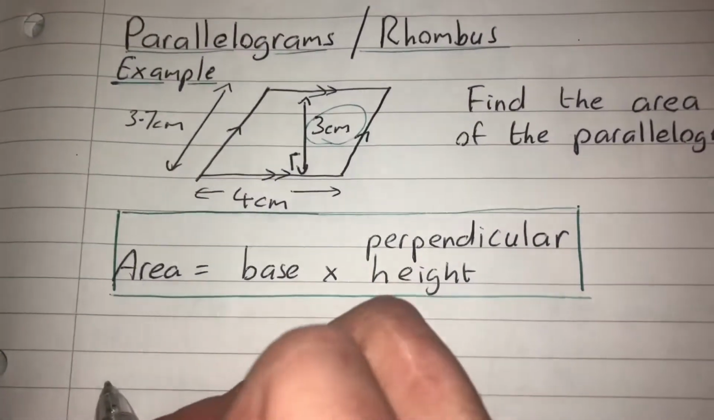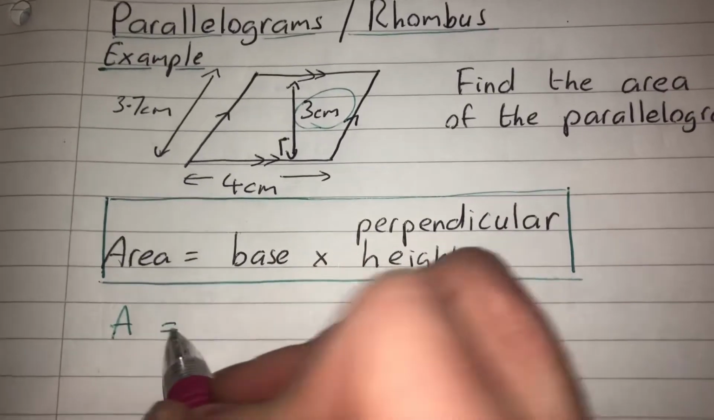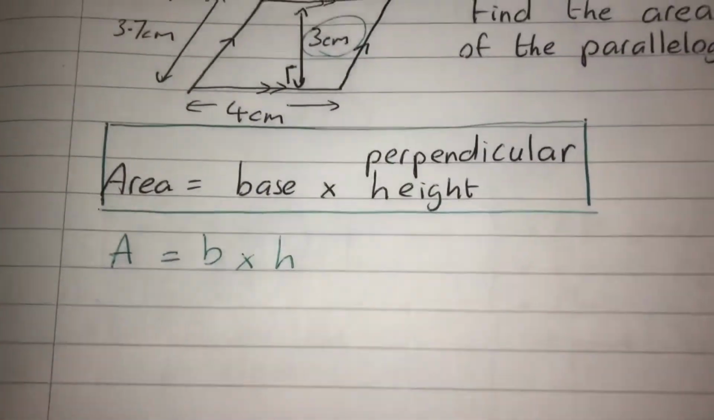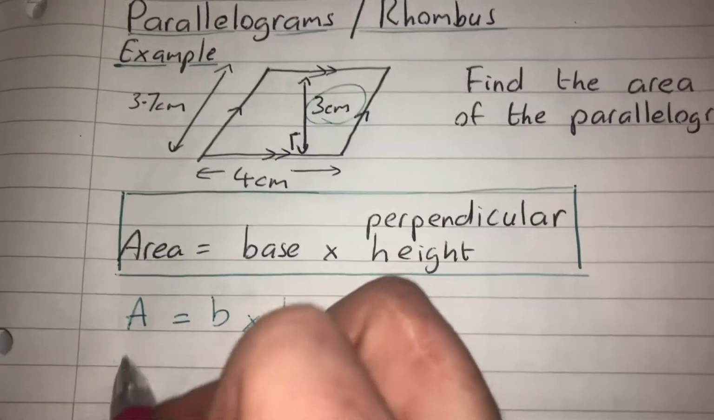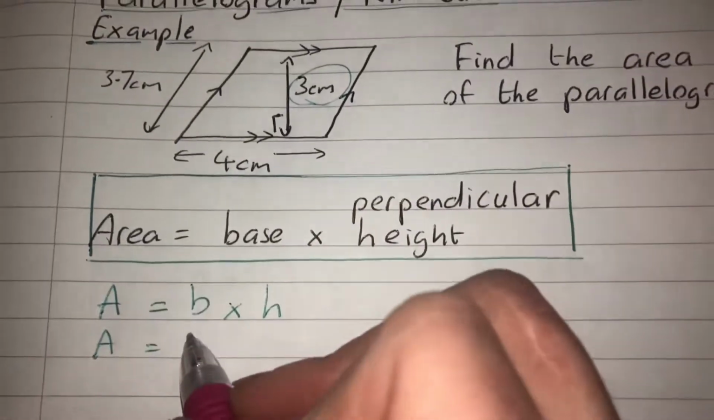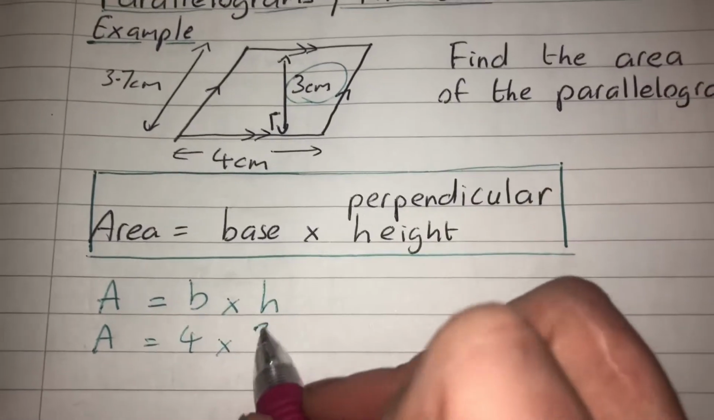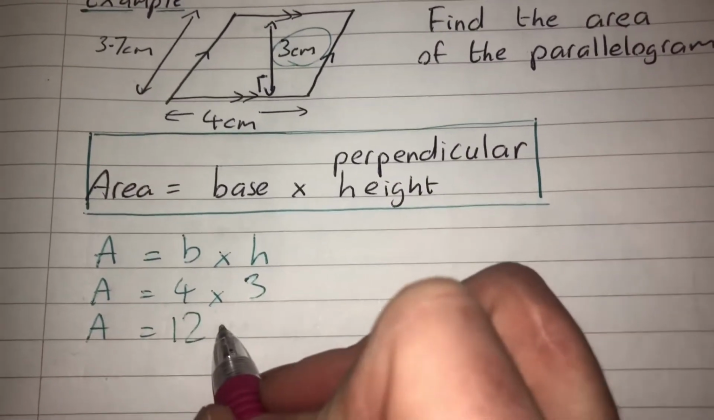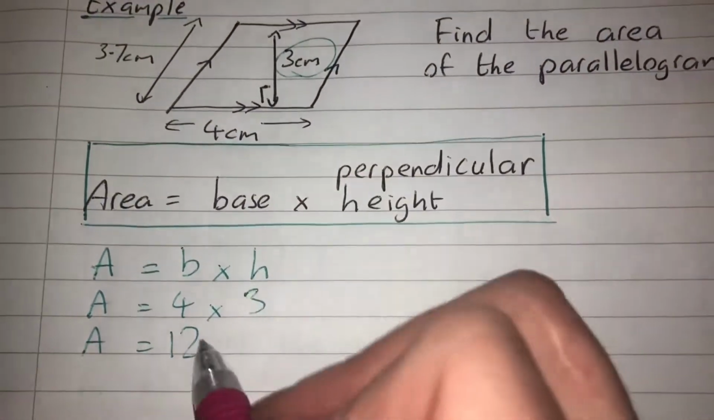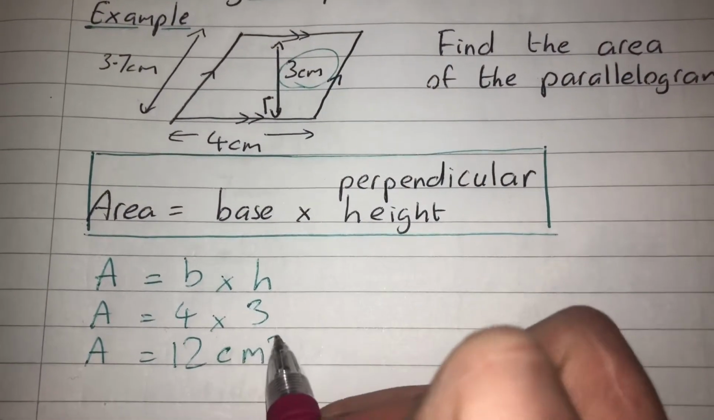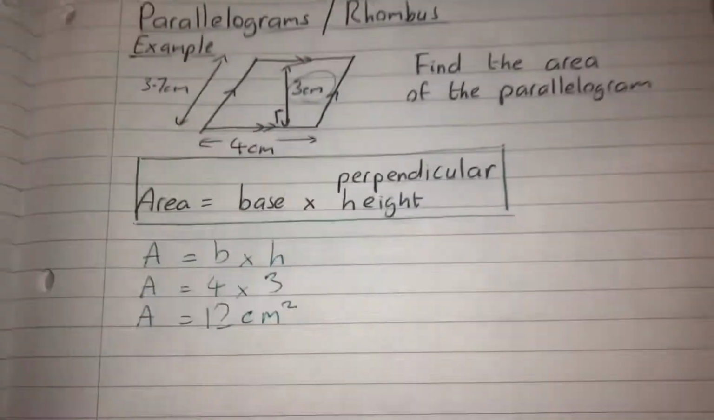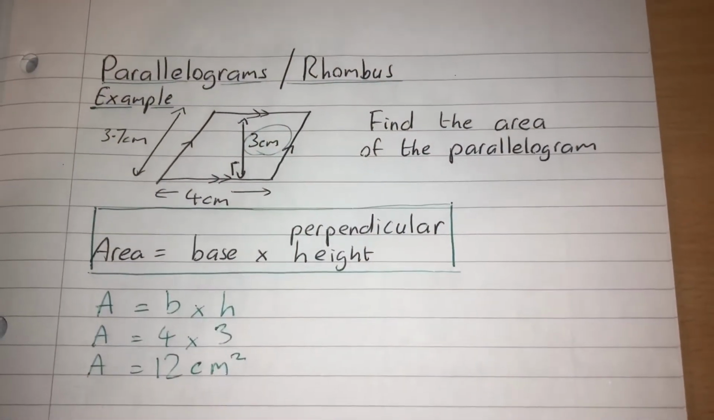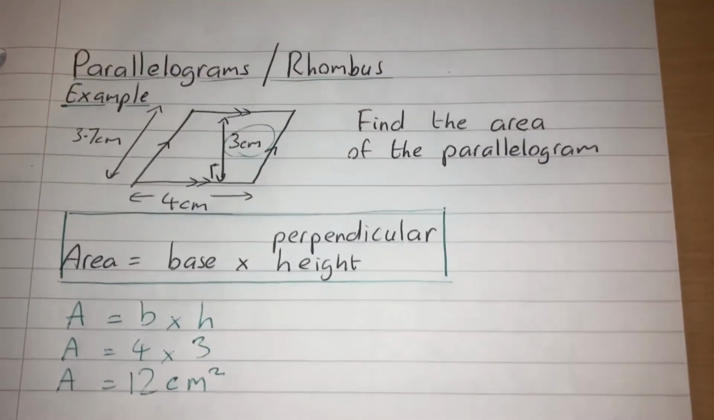So once we've identified that, very similar to rectangles, it's base times perpendicular height. We just substitute in our values. Area is equal to 4 being the base times 3 being the perpendicular height. Area is equal to 12. And again, this time it's centimeters squared because we've been dealing with centimeters. Okay, so that's how we calculate the area for a parallelogram or indeed a rhombus, base times perpendicular height.